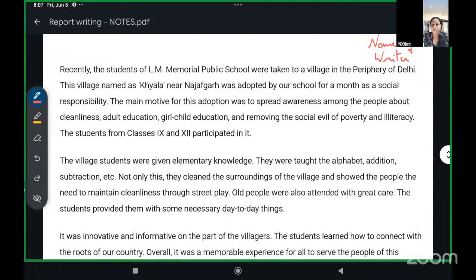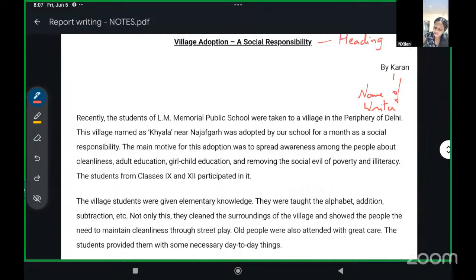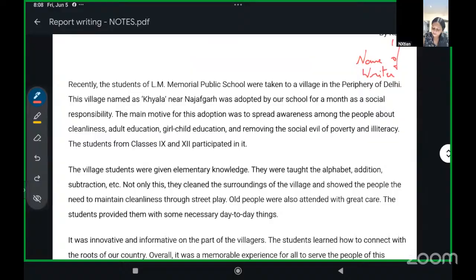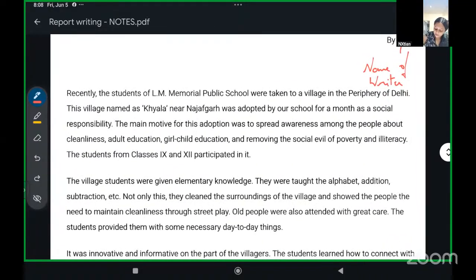Okay. So what they did is, they went to a village in Delhi and they adopted the village. Adopted the village means for some time they took the village as their own so that they can spread awareness about cleanliness, education, removing social evils of poverty and illiteracy. Okay, that's what they did.